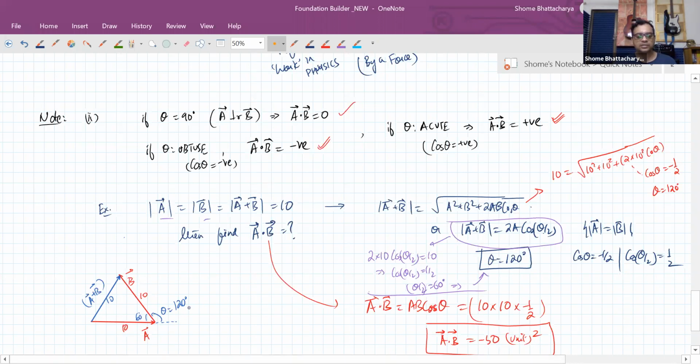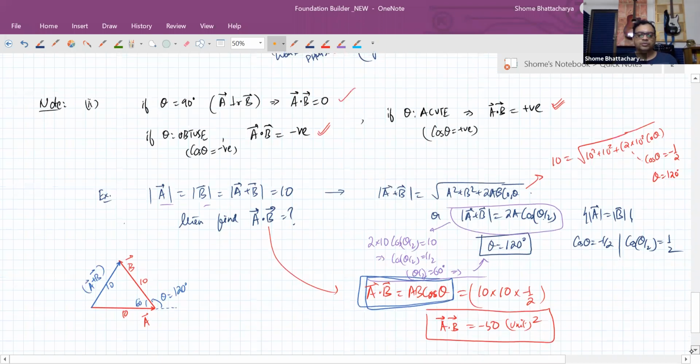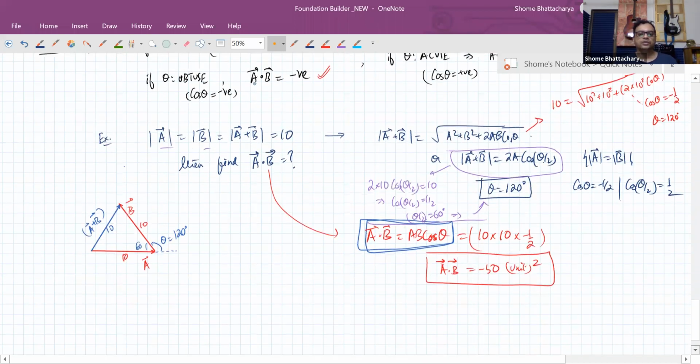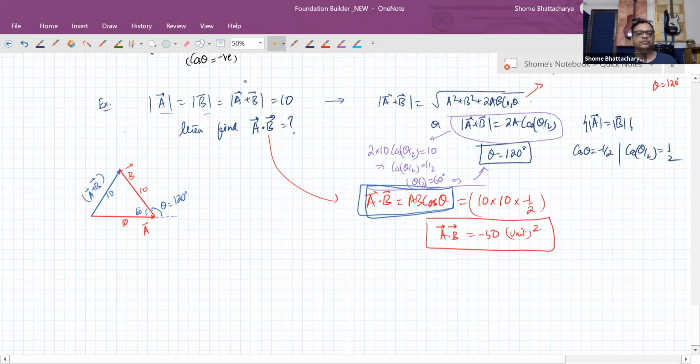But the main thing is, once you use either of the three methods and you get theta, next what I have to find is A dot B. So for that I have to use this new formula that we've learned, that A dot B is AB cos theta. Okay people, so hope this is clear. Now next we will learn a few properties of dot product.